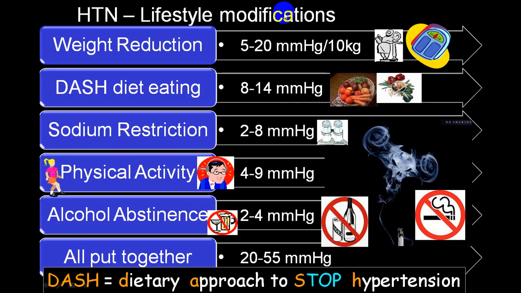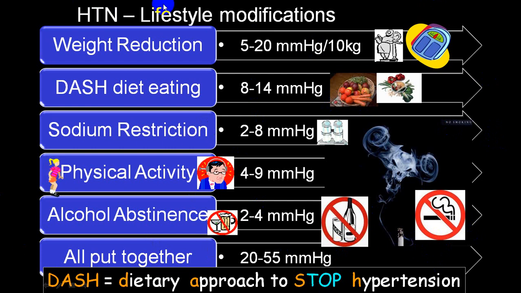Whenever you do a very nice lifestyle modification like weight reduction, if you reduce more than 10 kg, you can reduce your blood pressure by 5 to 20 millimeter. If you do the DASH diet, which we call the dietary approach to stop hypertension, it can reduce your blood pressure by 8 to 14 millimeter. Sodium restriction can reduce by 2 to 8. Physical activity and mental stress reduction can reduce by 4 to 9. Alcohol restriction 2 to 4. When you put all this together, it can reduce by 20 to 55 millimeter of mercury, and this is very, very good, without any drugs, without any side effects.